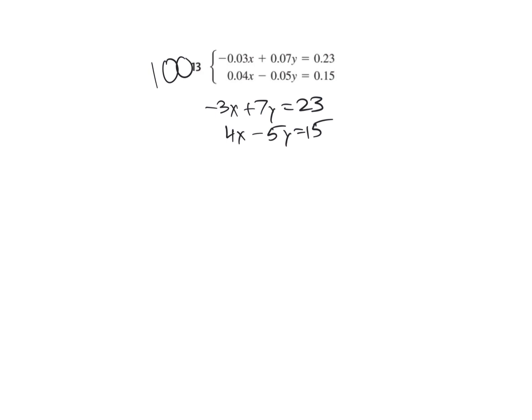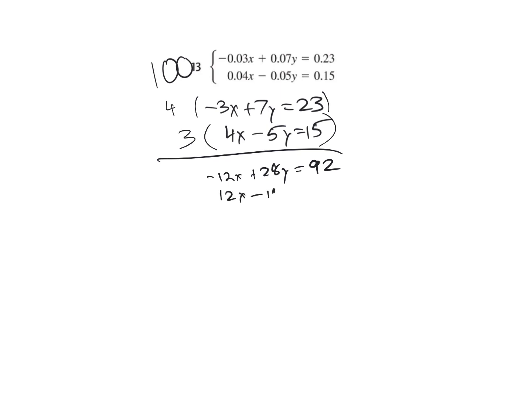It doesn't matter which one you pick. It really didn't matter that before either. Let's go ahead and do the x's this time. Let's multiply by 4 on the top and 3 on the bottom. And we get negative 12x plus 28y equals 92. On the bottom we get 12x minus 15y equals 45.